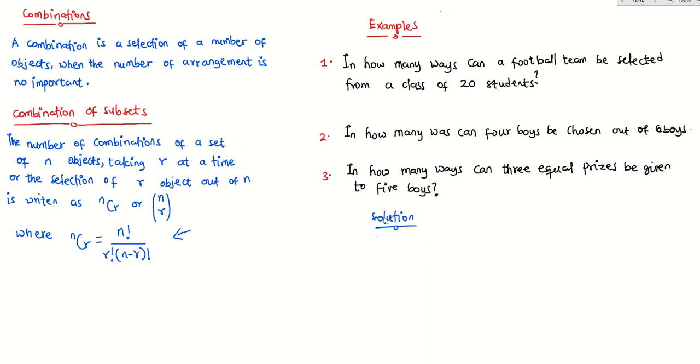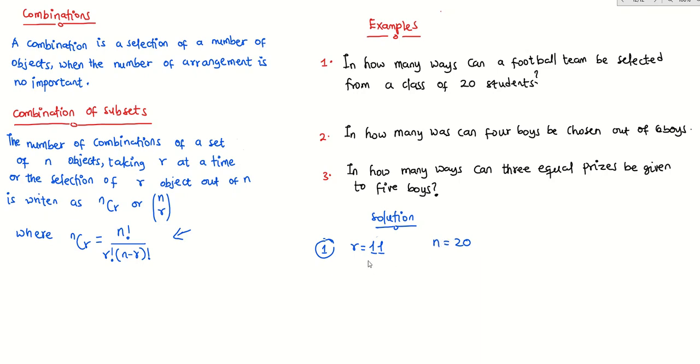You know that in a football team, we need 11 people to play, right? So our R will be equal to 11, and we have a total of 20 students available, so our n is equal to 20. You want to get a football team from these 20 students, and you are being asked how many ways a football team can be selected from the 20 students.